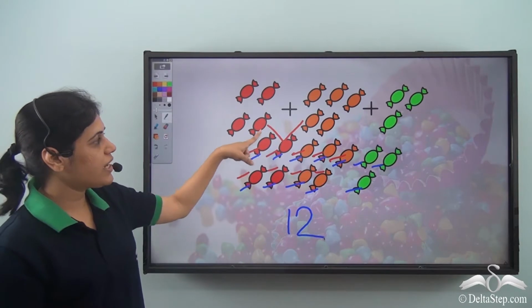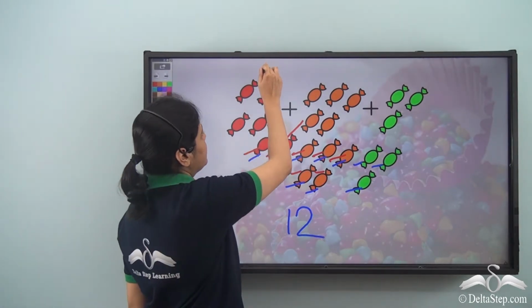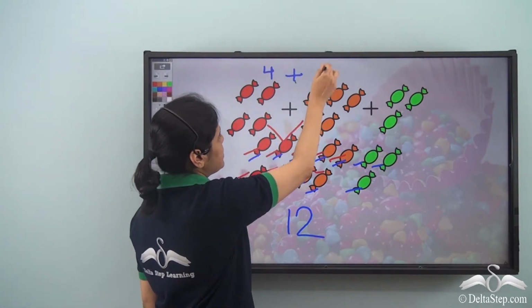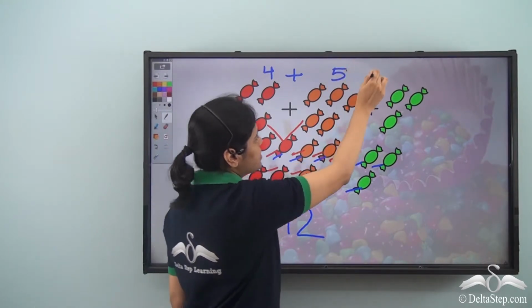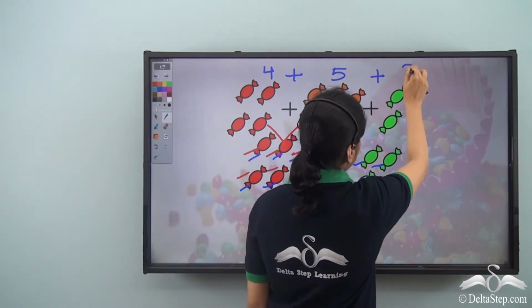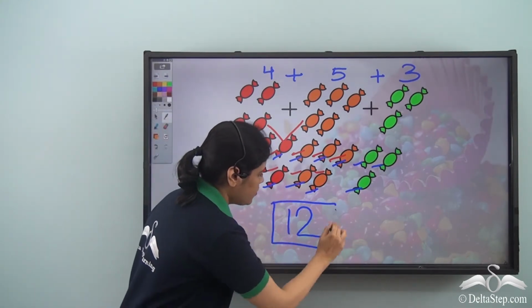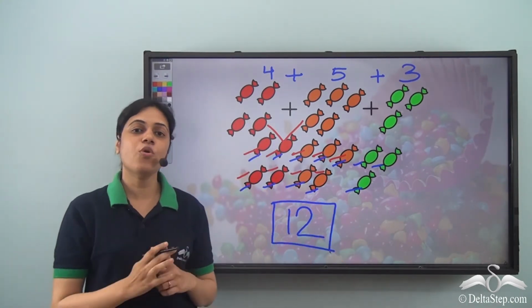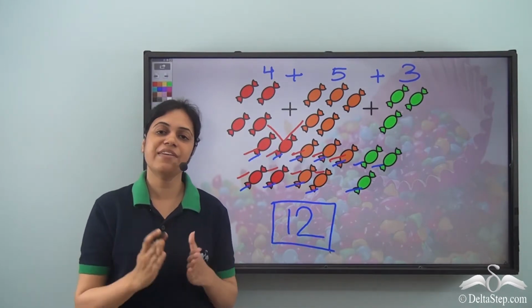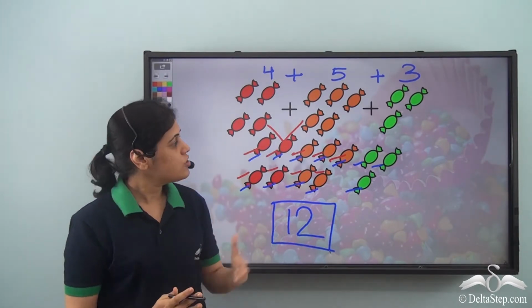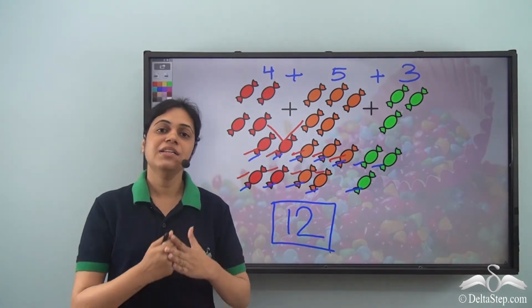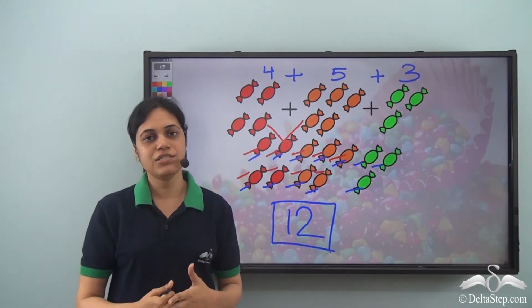So 4 red candies plus 5 orange candies plus 3 green candies gives me 12 candies. So Rohan has 12 candies in total. So this is how we can add 3 different types of candies together.